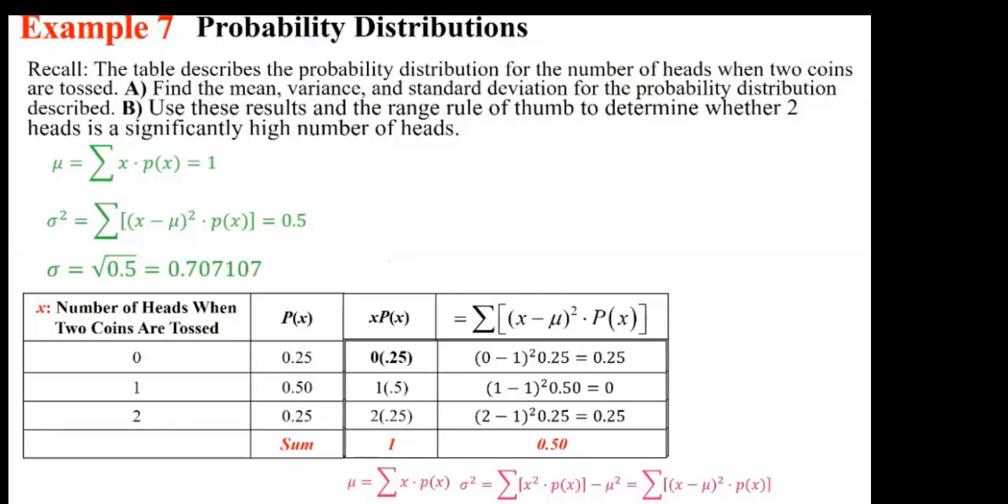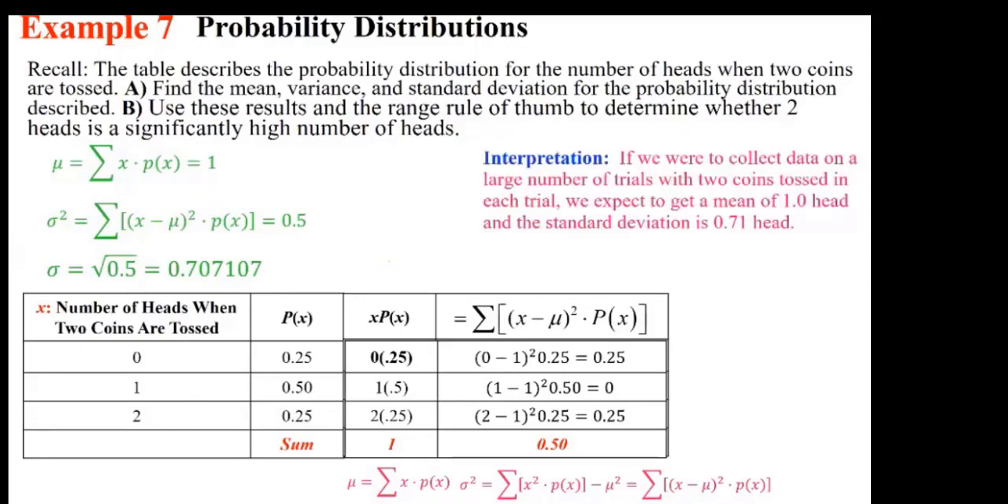We want to use these results and the range rule of thumb to determine whether 2 heads is a significantly high number of heads. Remember, according to the range rule of thumb, we look at mu plus minus 2 sigma. If anything is beyond, it's unusual. The interpretation is that if we were to collect data on a large number of trials, that means you keep on doing that. With 2 coins tossed in each trial, we expect to get a mean of 1 head and standard deviation of 0.71.